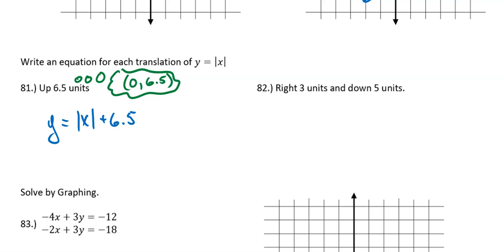And then what would that look like when I write the equation? This one, I want to move 3 units right and down 5 units. And so once again, we can think of it this way. If we want to move to the right, we have to subtract in here, so I'm going to subtract 3.